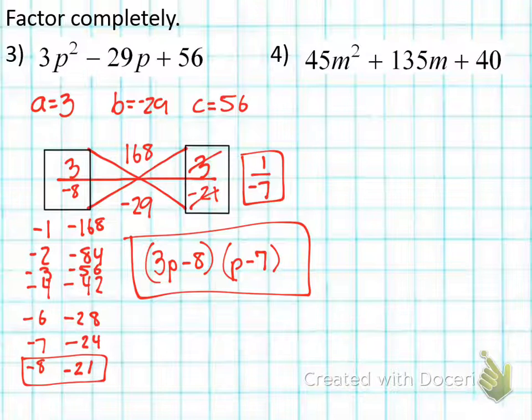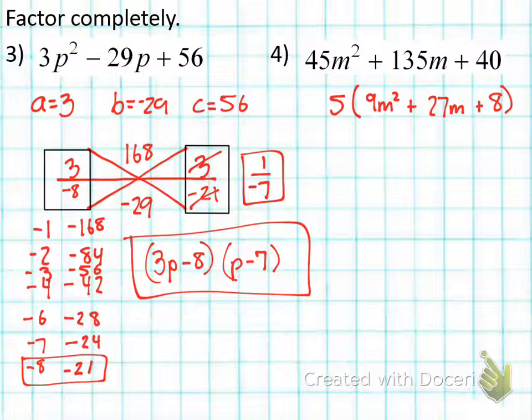Let's have you do number 4. Number 4, let's start off together. Is there a GCF? What's the GCF? 5. Okay, good. So we got 5. Let's factor out a 5 first. We got 5 times 9m squared plus 27m plus 8. Okay? Ready? Set. Go.